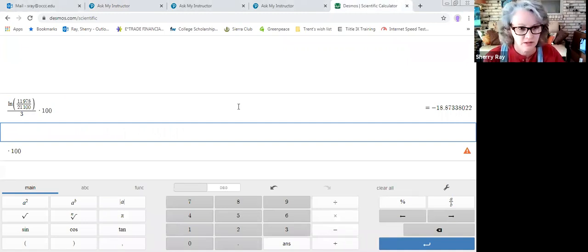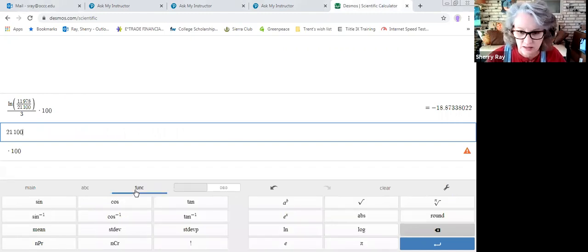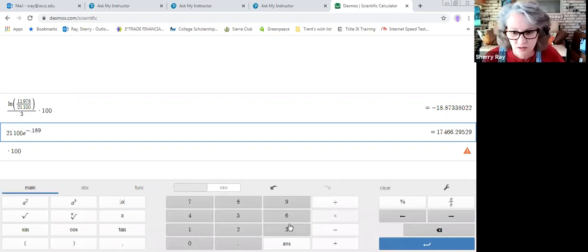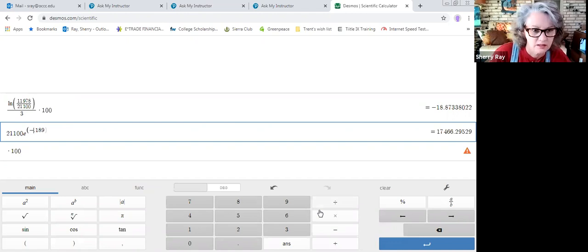I'm going to have 21,100. E, I might have to go to function for that. E, here's E to the power negative 0.189 times, there's multiplications right here. Oh, and I need to be up in the exponent. And I'll probably need to use parentheses around this. Times 5.